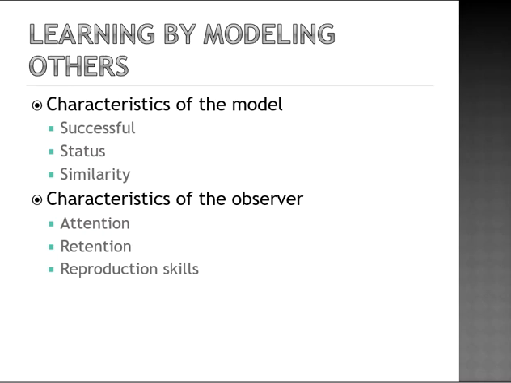We have learning by modeling others. We have the characteristics of the model: successful, status, similarity, and the characteristics of the observer: attention, retention, reproduction skills. So the person that is the model should be successful, they should be seen with some status, and there should be some similarity with the person, maybe the same type of position that they're going through, but they're a little higher level. And the observer needs to be attentive, able to retain, and be able to reproduce those skills.